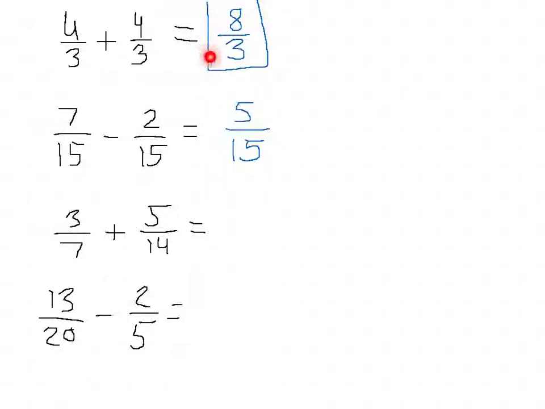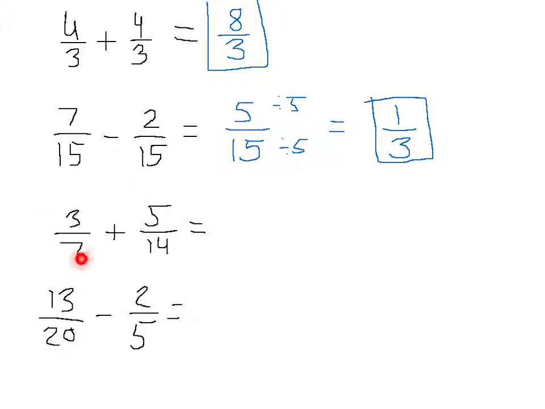This was the final answer because we could not simplify the top and bottom. There was no number that could divide into 3 and 8. Here, the number 5 can divide into 5 and 15. That's called the greatest common factor. So we divide the top and bottom by the GCF, or the greatest common factor, that's 5. And our final answer is going to end up being 1/3.